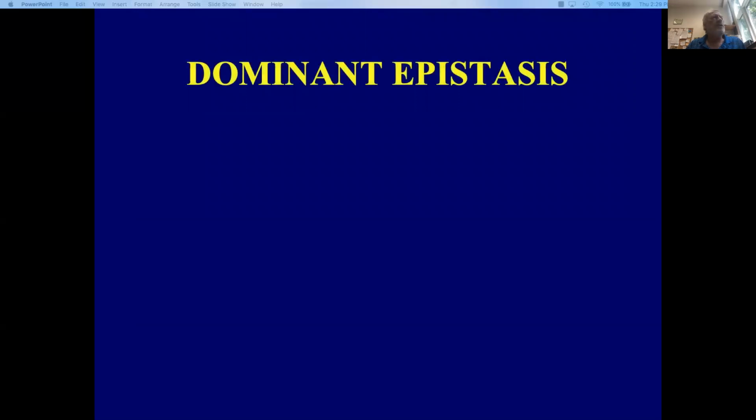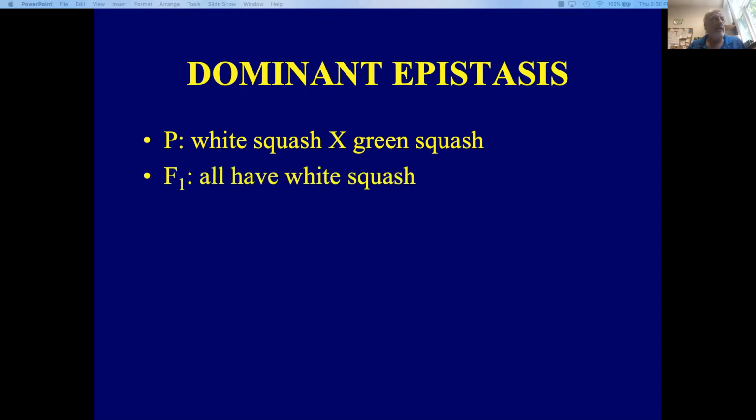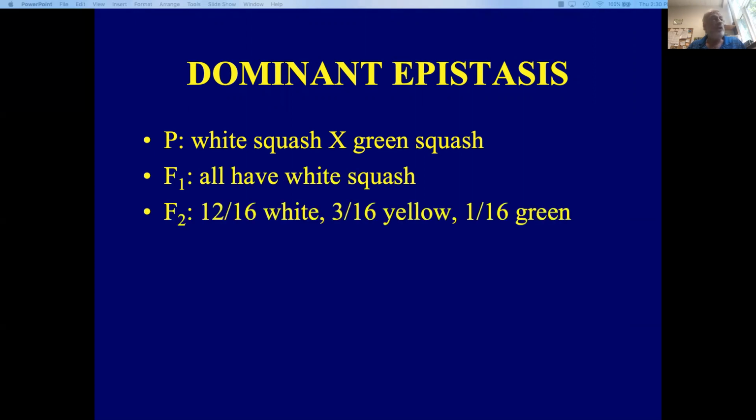Now, there's dominant epistasis, where a dominant allele does the blocking. And the example for this will be summer squash. So we'll take plants that make white squash versus plants that make green squash, and we'll see that the F1s all have white squash, like one of the parents. And the F2s, 12/16 or 3/4 are white squash, 3/16 are yellow, and 1/16 are green.